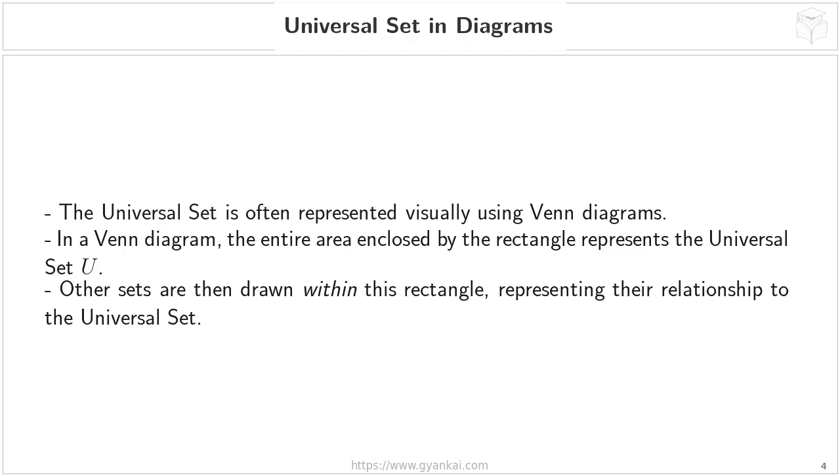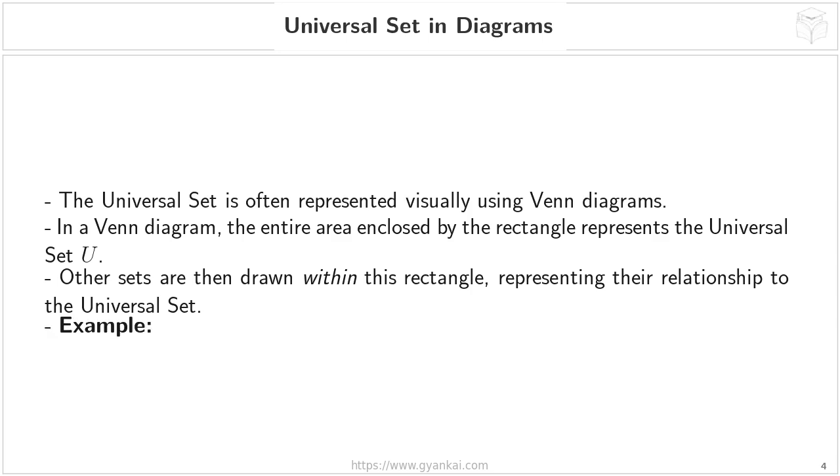Now, other sets, like set A or any other set, are drawn within this rectangle. The way we draw them shows how they relate to U. If a set is entirely contained within the rectangle, it means all its elements are also elements of the universal set. Let's look at the example provided.